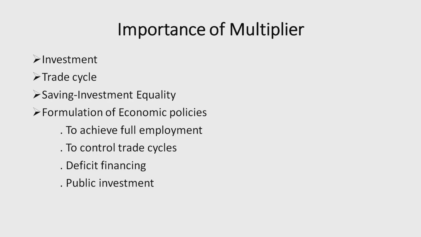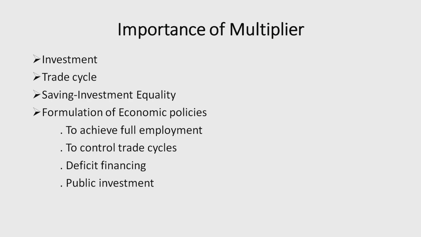So, let me explain to you the importance of multiplier. Here we are having investment, trade cycle, savings investment equality, formulation of economic policies. When we are formulating economic policies, some of the policies such as full employment and to control trade cycles, deficit financing and public investment. Let me explain you one by one.